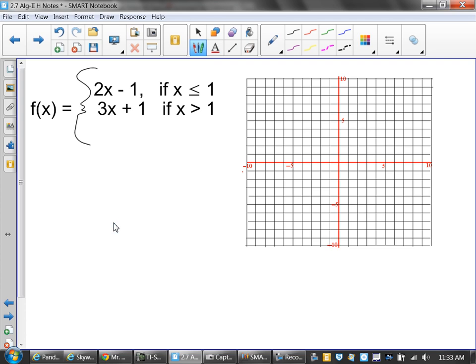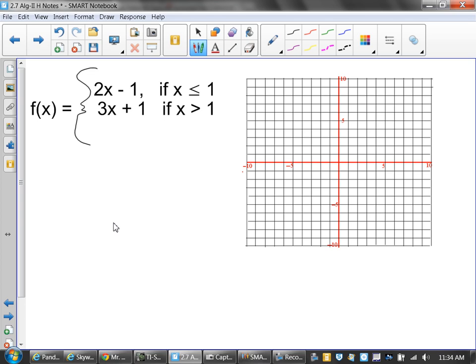Let's try another one. f of x is 2x minus 1 when x is less than or equal to 1, or f of x is 3x plus 1 if x is greater than 1. So the specific domain that I'm worrying about here happens, something occurs around x equaling 1. Once again, when we go to graph these, the very first thing that we're going to do is just use it as y equals mx plus b.